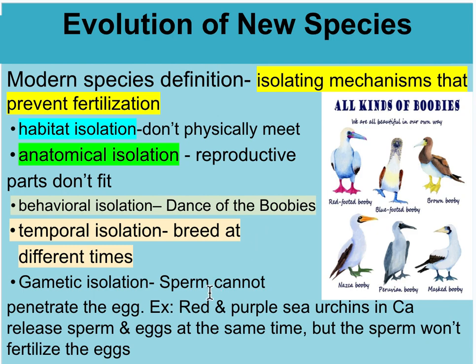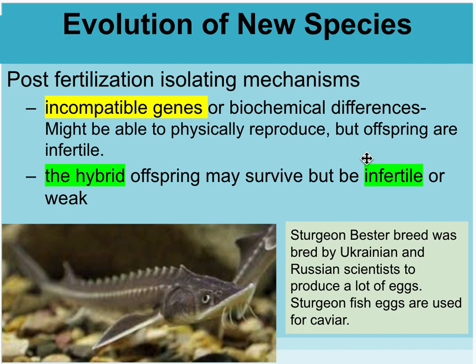You can also have situations where the sperm can't penetrate the egg. Maybe the sperm swims up to that egg, but it's bouncing off the egg. We actually see this in Southern California with the red and purple sea urchins. They both release their sperm and eggs at the same time in the water column, but the eggs can't be penetrated by the sperm of the wrong species. You also can have post-fertilization isolation, where the sperm made it into the egg, but when the DNA of the sperm and the egg line up, it is incompatible. So even though the sperm made it into the egg, that egg did not produce an offspring.